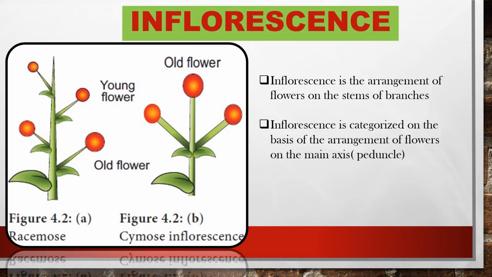Inflorescence. Inflorescence is the arrangement of flowers on the stems or branches. Inflorescence is categorized on the basis of the arrangement of flowers on the main axis, which is known as the peduncle. So inflorescence is the arrangement of flowers on the stems or branches, and it is grouped on the basis of its arrangement on the peduncle or main axis.